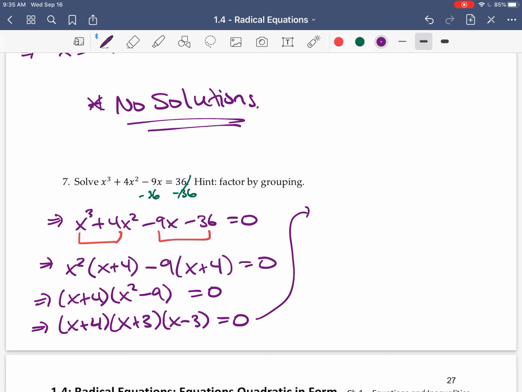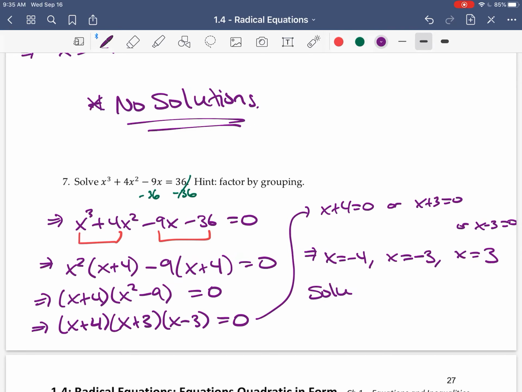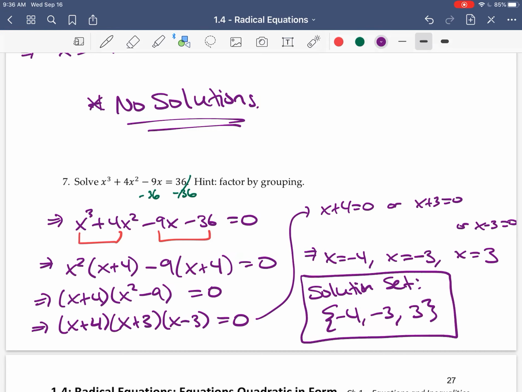And then I know that one of these has to be 0. So x plus 4 is 0, or x plus 3 is 0, or x minus 3 is 0. So I get x is negative 4, x is negative 3, or x is positive 3. And in fact, all of these work. So our solution set contains all of them. So we have 3 answers for this one.